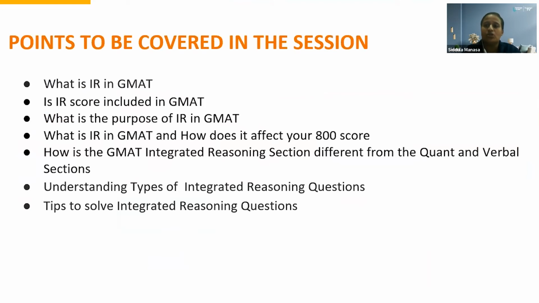Now, what I'm going to highlight in today's session and explain in brief is what actually IR is in GMAT, and is that IR score really included in GMAT? What is the purpose of its inclusion in GMAT? What is IR, and how is it going to affect your composite score, that is the overall 800 score? How is GMAT integrated reasoning different from your quant and verbal sections? Understanding the types of questions, and some tips and strategies to solve the IR questions.